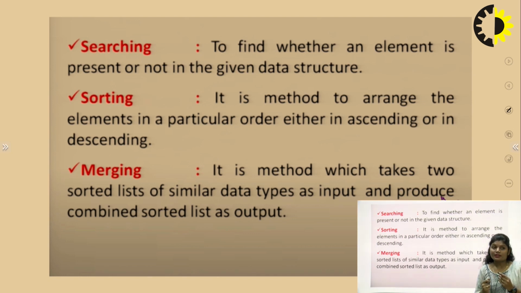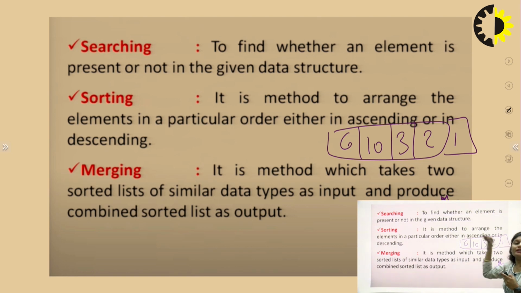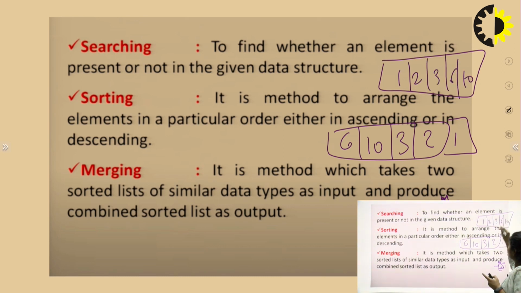Now the second is sorting. What is sorting? It is a method to arrange the elements in a particular order, either ascending or descending. It's called sorting. If you take elements like this, so here data is not arranged, not sorted: 6, 10, 3, 2, 1. If you want to sort the data, you perform many types of sorting: insertion sort, selection sort, bubble sort, and you arrange this data in this way: 1, 2, 3, 6, 10. So this is arranged in a proper manner. We sort data in ascending order.